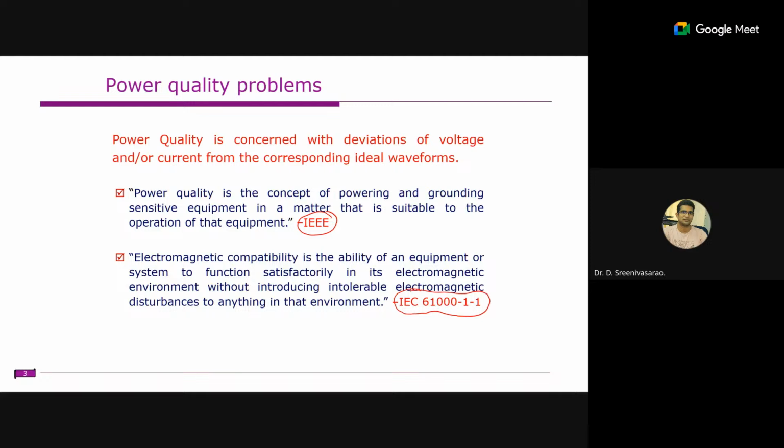Power quality is the concept of powering and grounding sensitive equipment in a method that is suitable to the operation of the equipment. The main thing is that it should not deviate the normal operation of the equipment. Similarly, electromagnetic compatibility is the ability of the equipment or system to function satisfactorily in the electromagnetic environment without introducing electromagnetic disturbances to anything in the environment. This one talks about power quality, whereas this one talks about electromagnetic interference.